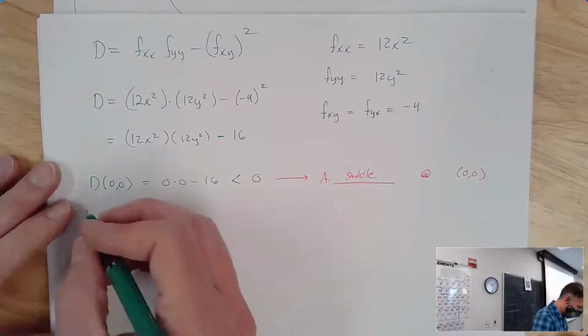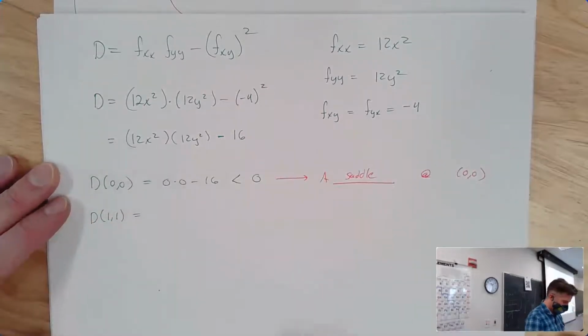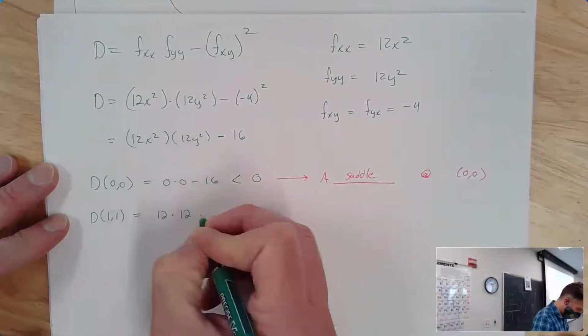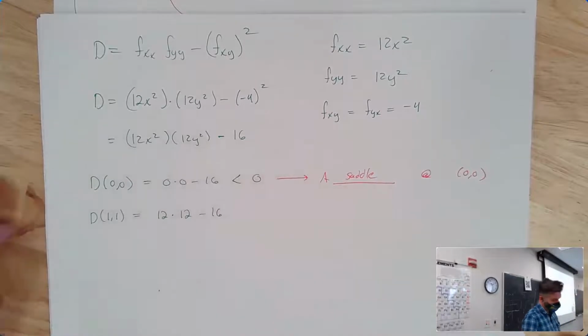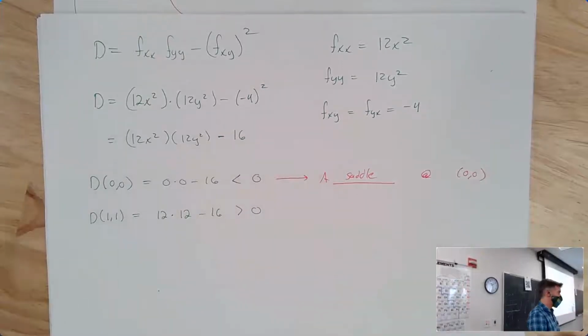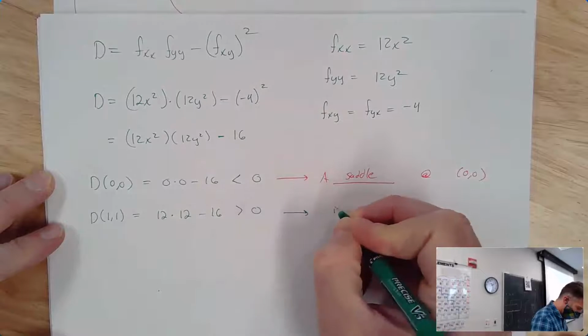Let's look at the other critical points. Let's look at 1, 1. So plug in 1, 1, I'm going to get 12 times 12 minus 16. I don't care what that number is. I know it's positive. It's 144 minus 16. Yeah, it's positive. Great. So when it's positive, you have to do another step. So it doesn't matter which one you check.